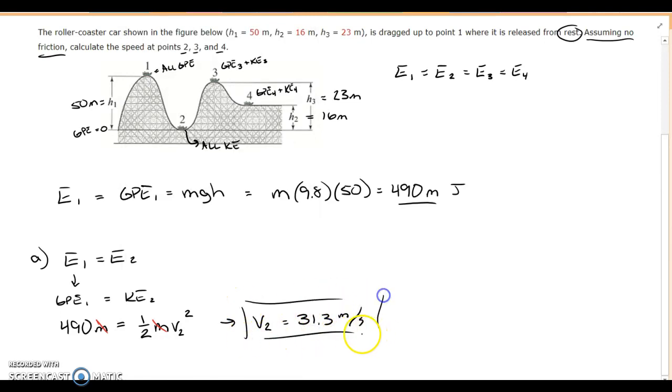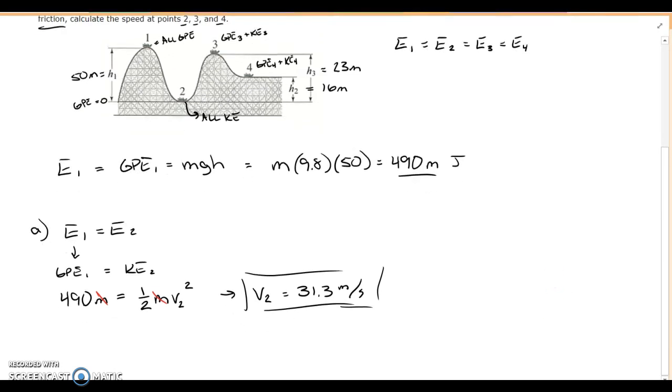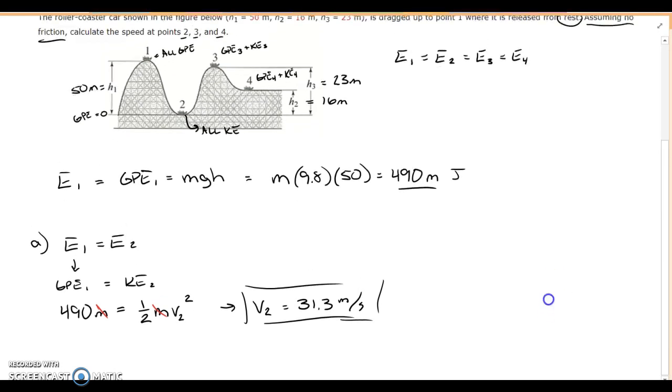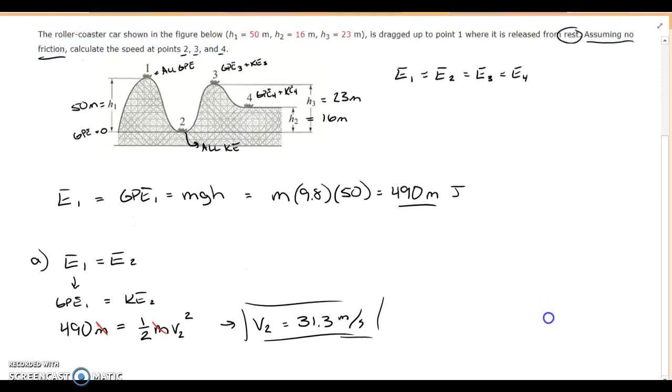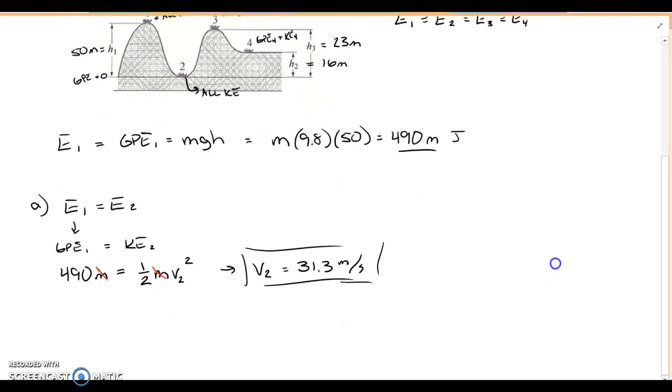So that's our velocity at the bottom of the ramp. That's going to be the fastest this ride is going to go, because that's the lowest point of the ride where all the energy has been converted to kinetic energy. So now we're going to move on to point 3. They want to know the speed at point 3.